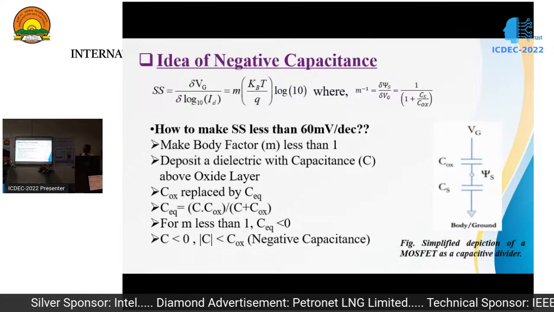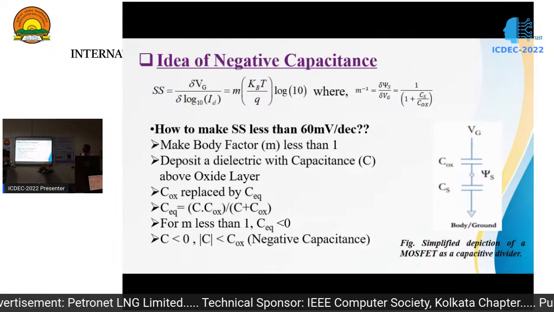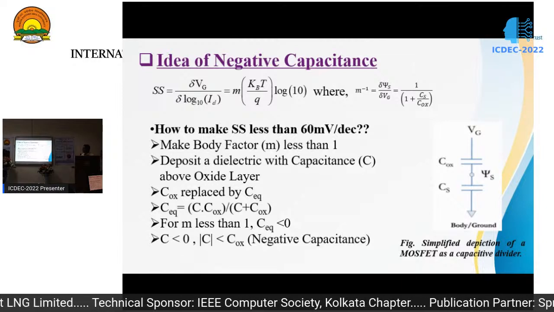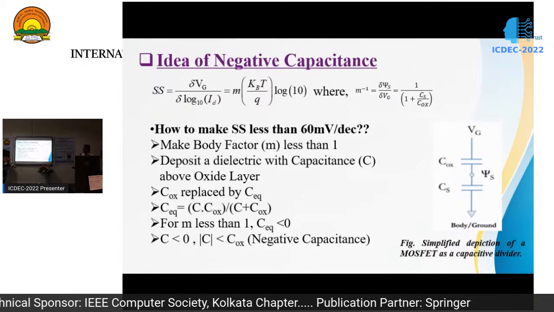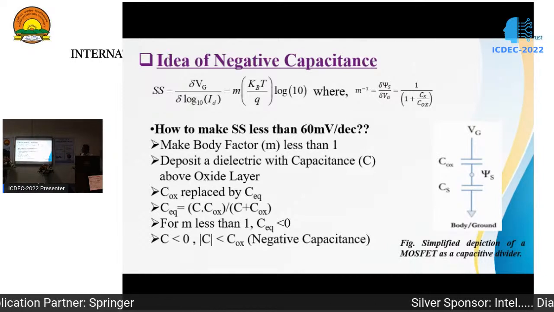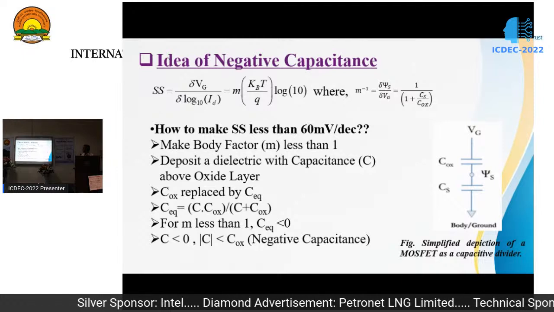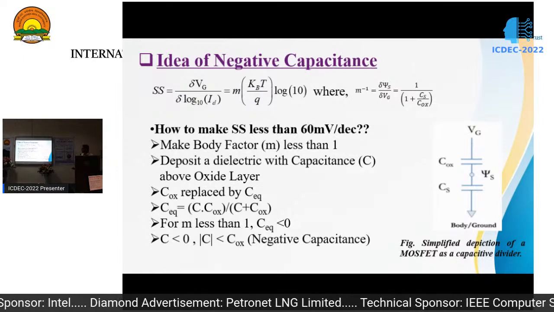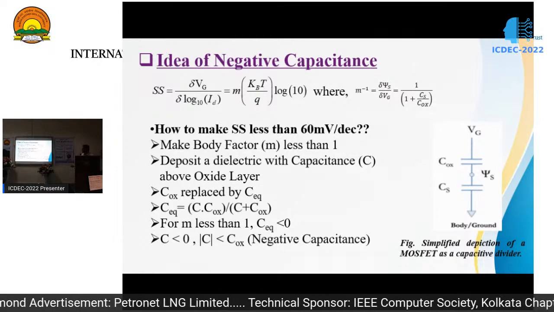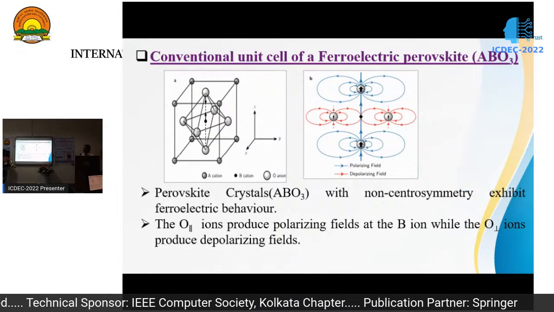What we can do is deposit a dielectric with capacitance C over the oxide, so that Cox can be replaced by C equivalent. In order to make m less than 1, we need C, which is the new capacitance of the deposited dielectric, to be less than 0, and the modulus of C to be less than Cox. Since C must be less than 0, the idea of negative capacitance came into the picture. Now we need to implement the idea of negative capacitance.